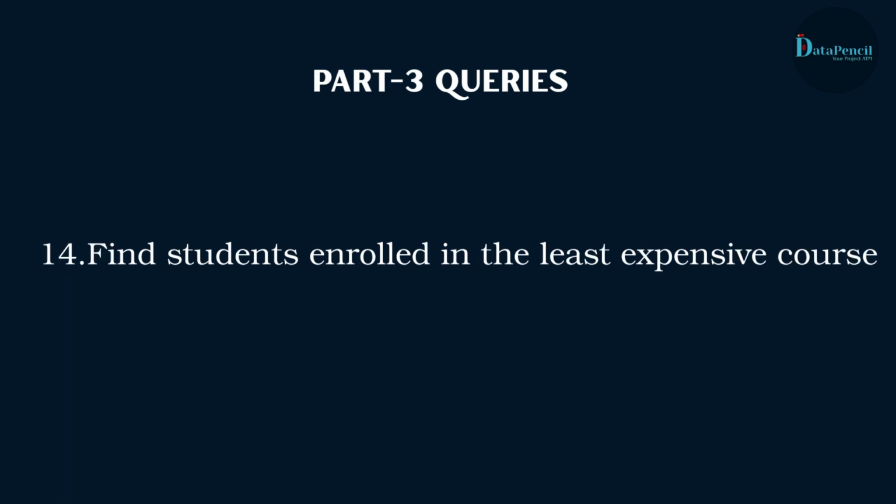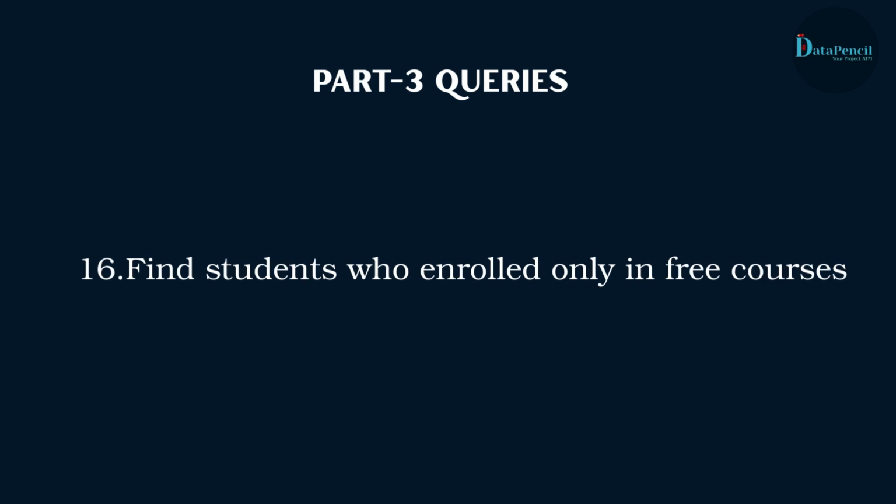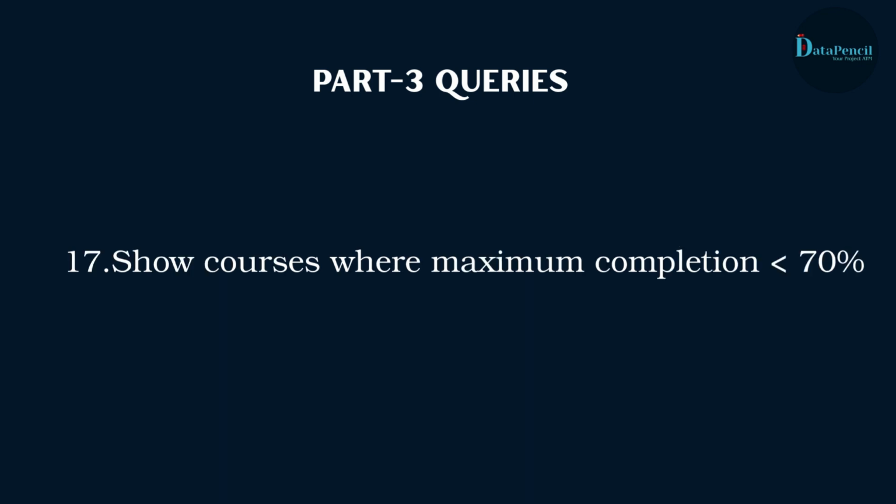Query 14. Find students enrolled in the least expensive course. Query 15. Find courses whose price is lower than the average price of their own category. Query 16. Find students who enrolled only in free courses. Query 17. Show courses where maximum completion is less than 70%.